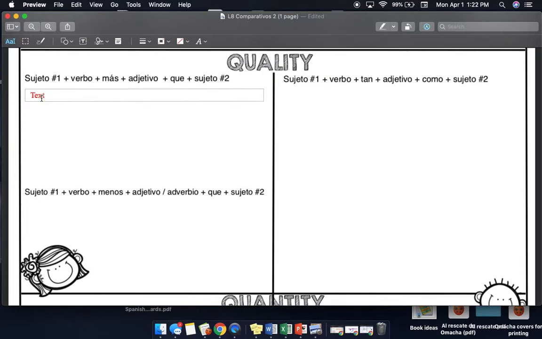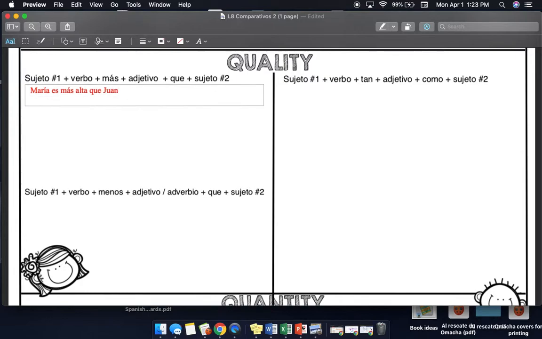So what does this particular activity look like? You could say something like, María es más alta que Juan. Notice, subject number one, your verb, then your más, meaning your comparative word here for inequality of more, then that adjective matching my first subject. So notice that I've made it feminine. Even though I'm comparing her to Juan, she is my point of reference. So, María es más alta que Juan.